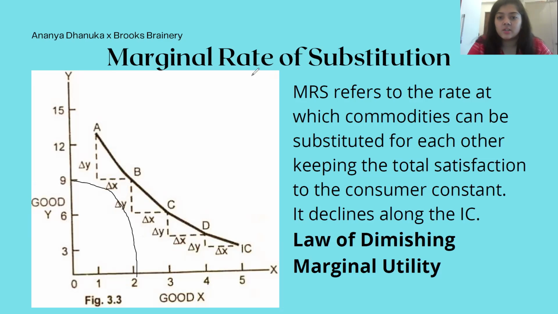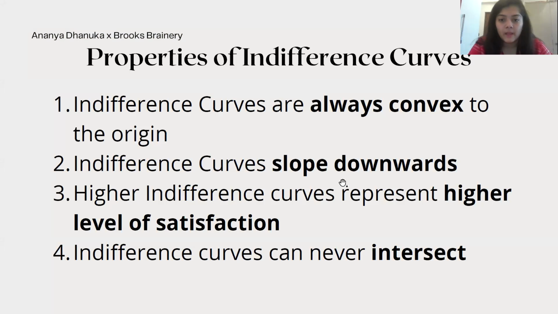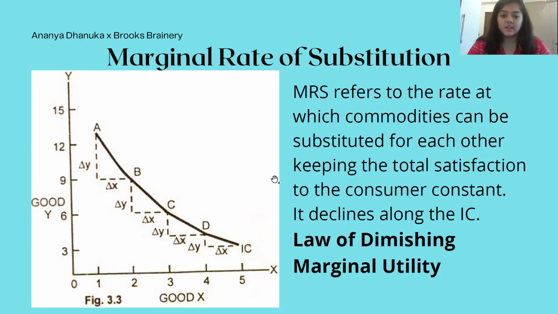It's convex to the origin because of the diminishing marginal rate of substitution, because of the fact that we see that these differences between change in Y and change in X are not equal. All right, indifference curves slope downwards follows a similar thing, right? Along all of these, as Y keeps on decreasing, Y is becoming more precious to us, which is why it's downward sloping.